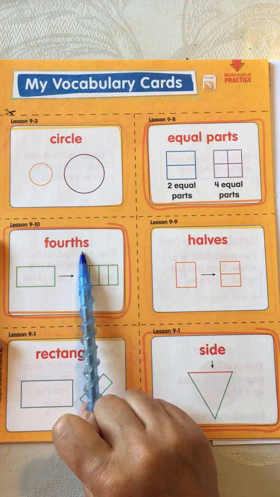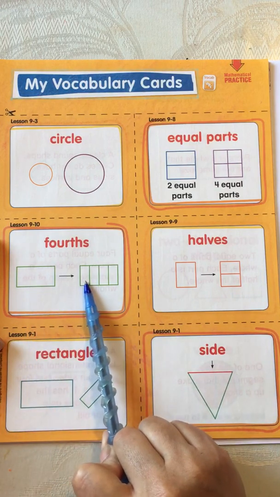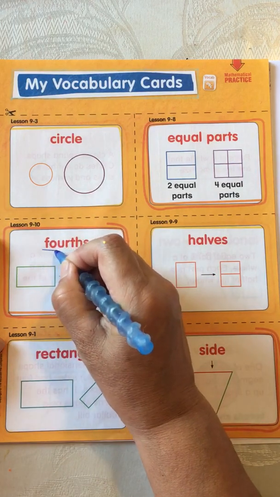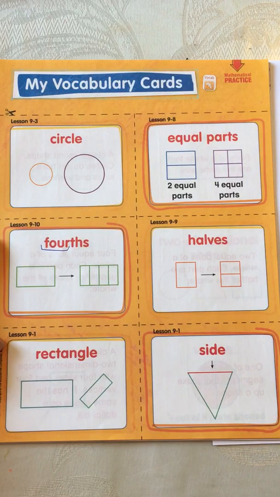Fourths. You cut one shape into 4 equal parts. Here's your clue. The word four.